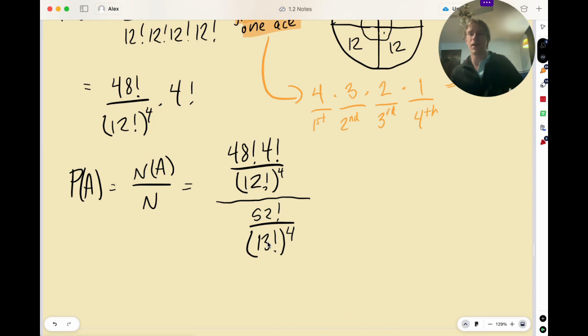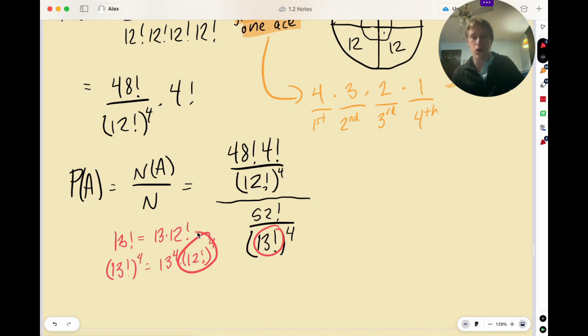And it's at this point that you might think, well, okay, I might need a calculator for this. Well, we can actually simplify this one, not without too much trouble. The first thing that I'm going to do is rewrite 13 factorial. So note that 13 factorial is going to be the same as 13 times 12 factorial. That means that if you take 13 factorial to the fourth power, you're going to get 13 to the fourth power times 12 factorial to the fourth power. The reason I wrote it like that is because now this 12 factorial to the fourth is going to cancel with that 12 factorial to the fourth.